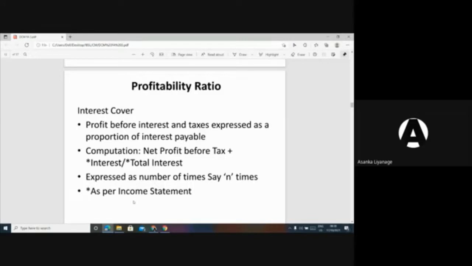But if you don't know how to interpret, how to express your opinion on the results of the ratio, then there is a problem, right? Higher the number of times, better it is. Higher means using your profit, you can pay off the interest higher number of times. Here the higher the number, better it is. Right, okay. We'll move on and the profitability ratio.